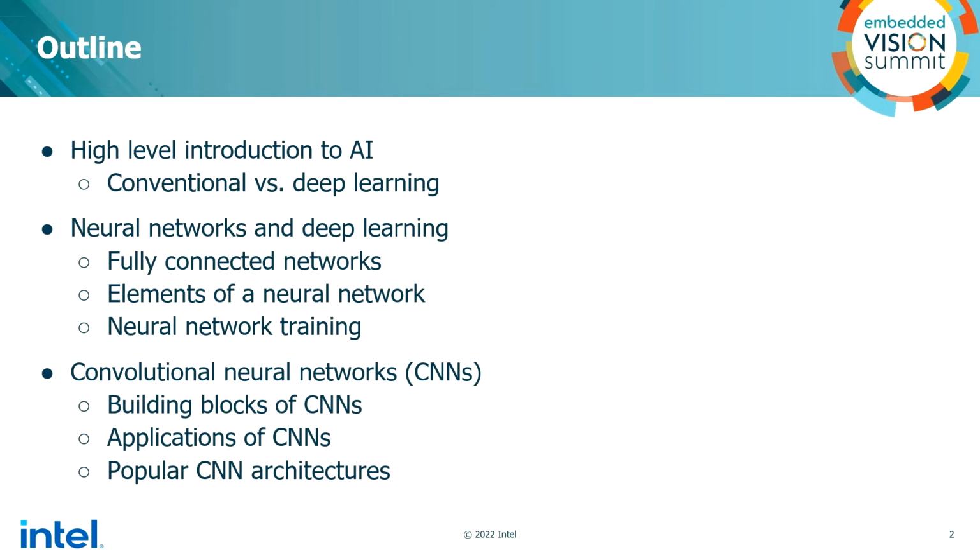As I mentioned, this session is going to be a very high-level introduction to AI. I will talk about the conventional algorithms and then move to deep learning. We will talk about the neural networks and how deep learning works there. We will start with the fully connected networks, which are the simplest form of neural networks. And then the elements of the neural network will be talked there, and we will talk about the neural network training very briefly, because there is going to be another session about the training. And then we will move to convolutional neural networks, which is the popular type of neural networks for computer vision. And this is a computer vision summit, so that's why we are talking about that.